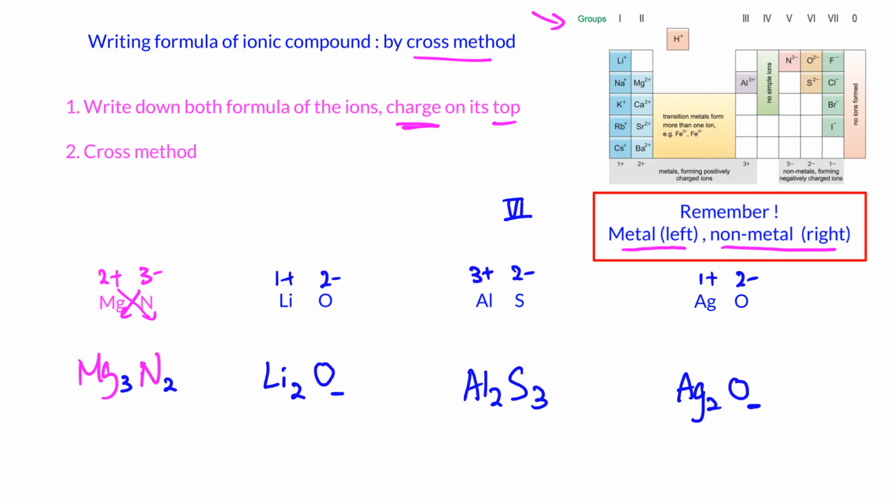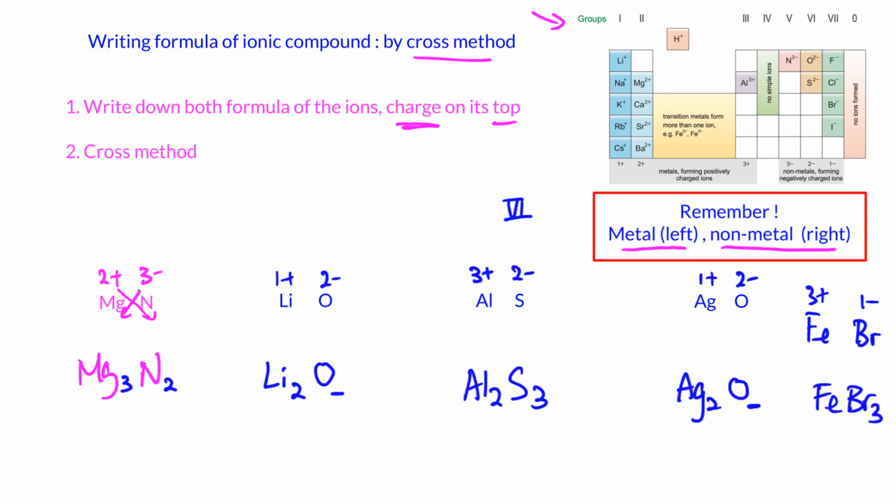Just to give you one more example: for example, iron 3 ion, and you have a bromide ion. Bromide is group 7, so it will be 1 negative. The iron 3 ion is 3 plus, so this one will be FeBr3.